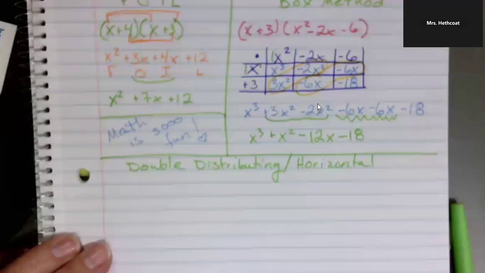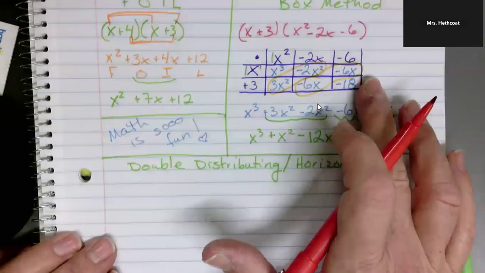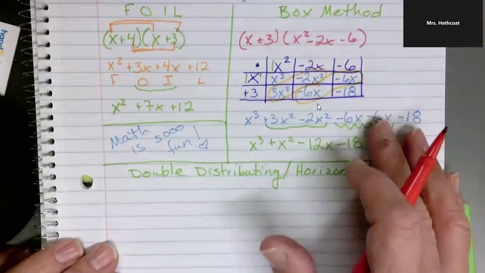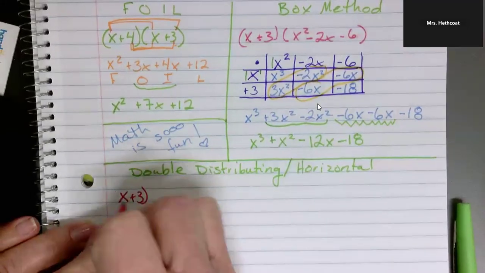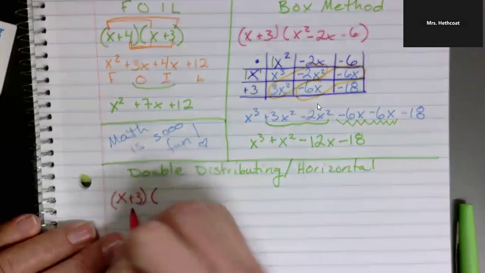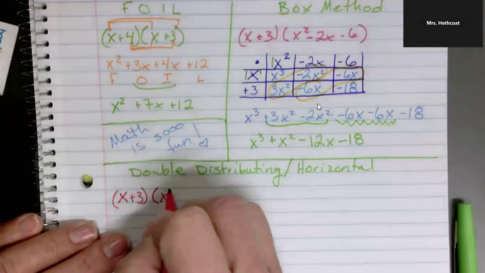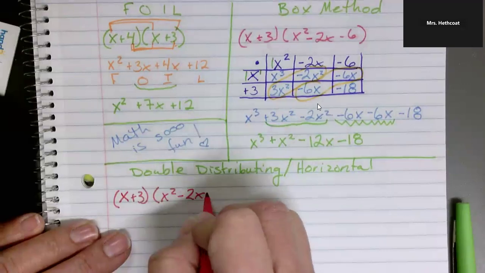Okay. I'm going to take the same problem that we used in our box method so that you can see it doesn't matter which strategy you choose. So we've got the quantity x plus 3 times quantity x squared minus 2x minus 6.